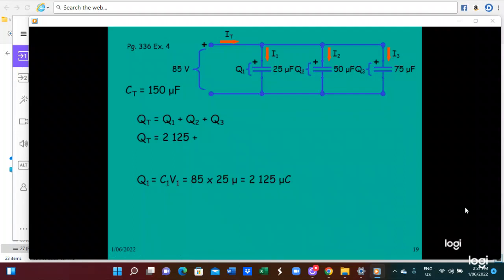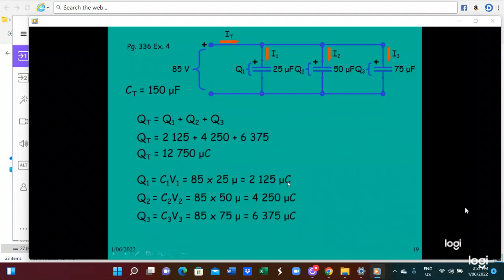So Q1 is C1 V1, 85 multiplied by 25, 2125. Q2 equals C2 V2, 85 multiplied by 50, 4250. Q3 equals C3 V3, 85 multiplied by 75, 6375. You add all the things: 2125 plus 4250 plus 6375, you get 12750 microcoulomb. QT equals CT multiplied by VT, 150 multiplied by 85, so 12750.